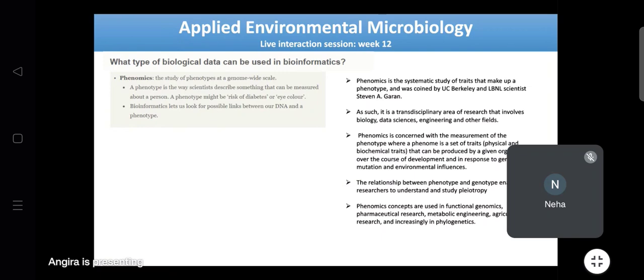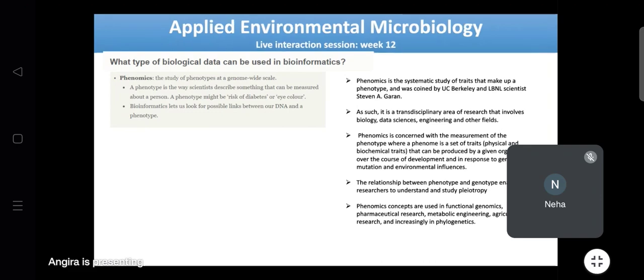So phenomics is mainly concerned with the measurement of the phenotype, where a phenome is basically a set of traits, whether biological or physical, that are produced by a given organism over the course of development and in response to genetic mutation and environmental influences. So the relation between phenotype and genotype enables the researcher to understand and study pleiotropy. Therefore, the concept of phenomics is often used in fundamental genomics and pharmaceutical research, metabolic engineering, agricultural research, and sometimes it is increasingly used for doing phylogenetics.